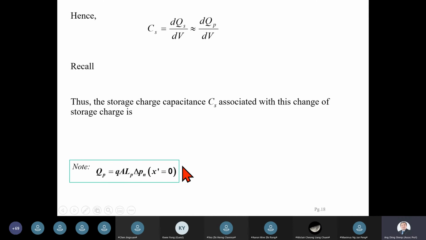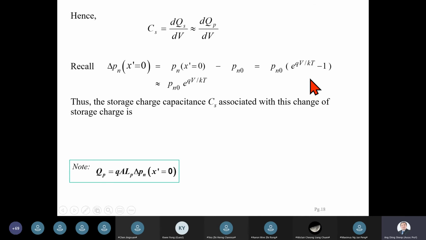Now QP earlier was shown to be given by this expression. Where's the V term? The V term is actually embedded in delta Pn. So delta Pn at x prime equal to 0, remember, is given by this. That's where the V term is.